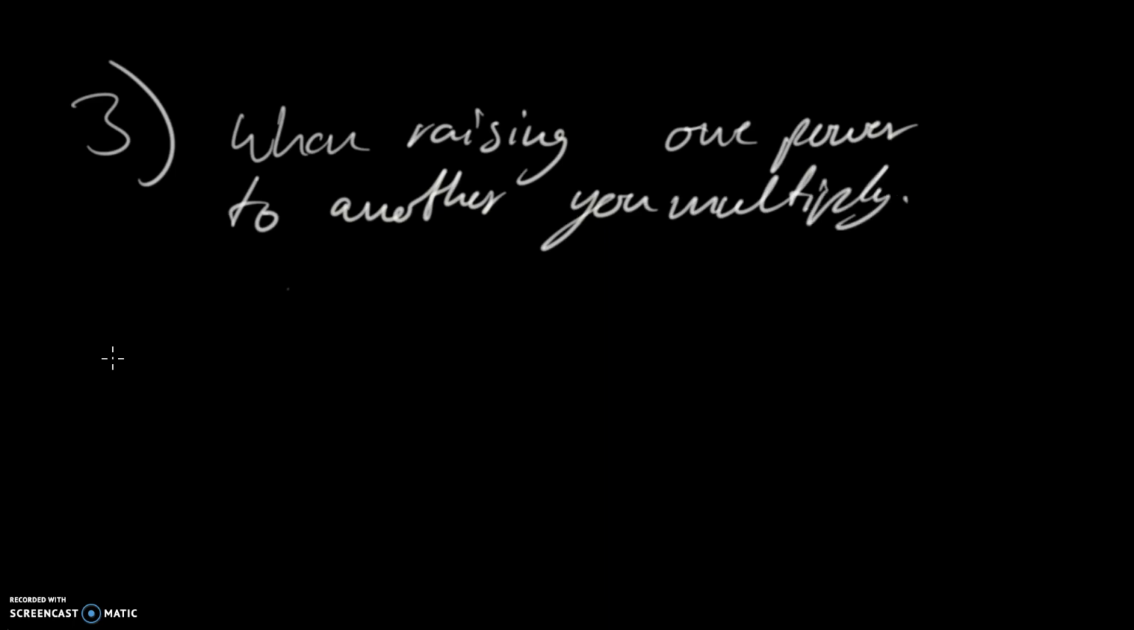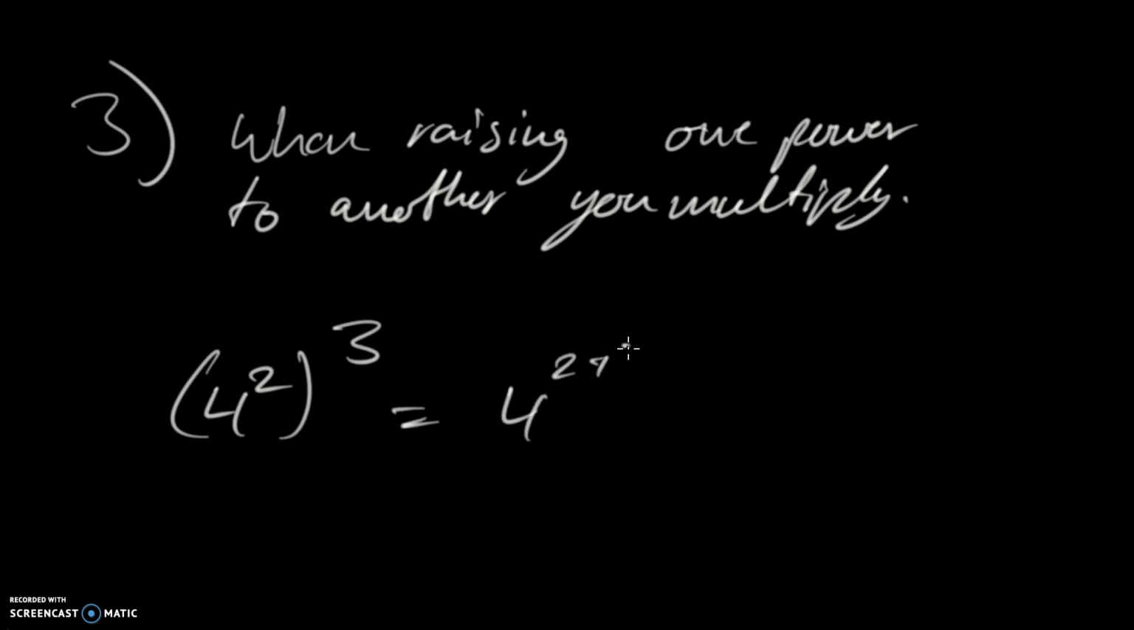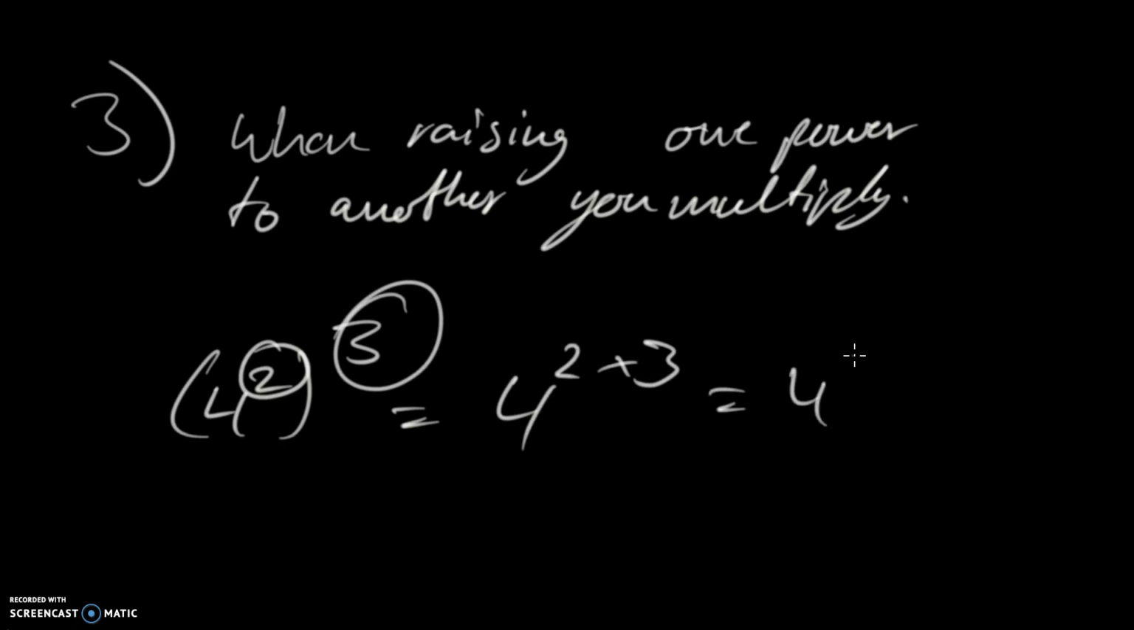What I mean by that is, let's say we have a bracket with 4 squared in the middle, and 3 on the outside. In this case, you wouldn't do 2 plus 3, because we have a bracket and not a multiplication sign. You grab the base number, which is 4, the power on it, which is 2, and multiply it by the power outside the brackets, which is 3. 4 to the power of 2 times 3 is 4 to the power of 6.